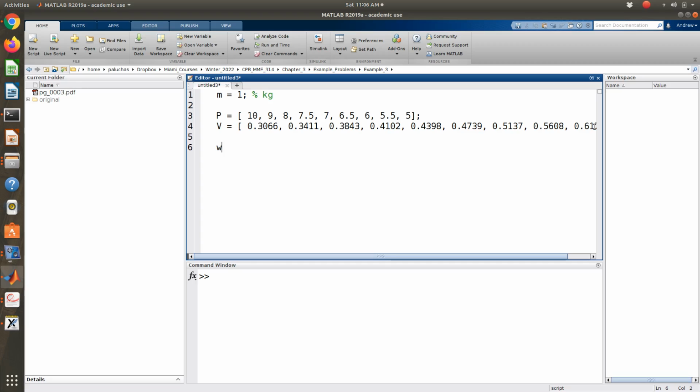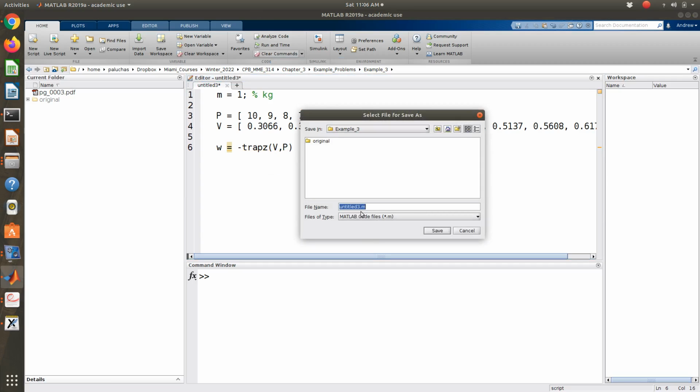Then to calculate the work, work is going to be equal to the negative integral of P with respect to V, from my initial to my final state. I'm going to use MATLAB's built-in function trapz to do it. The way we'll use it, if I look in help, it says X then Y. X is my independent variable, in this case V, the dV term. And then Y is my dependent variable, which in this case is P. So we're going to have V comma P. And that's just it.